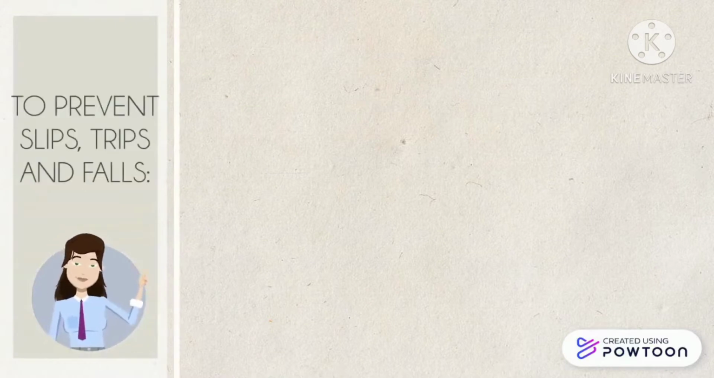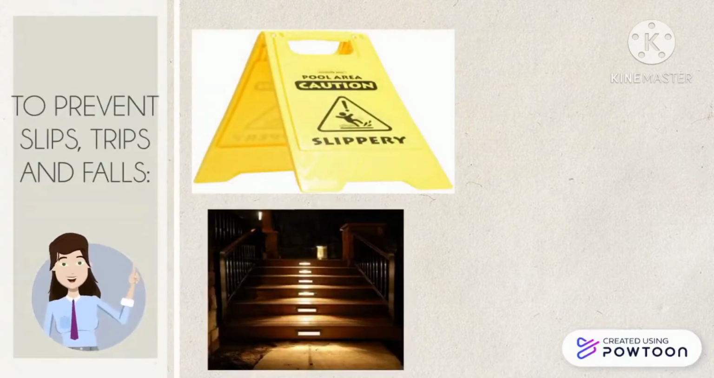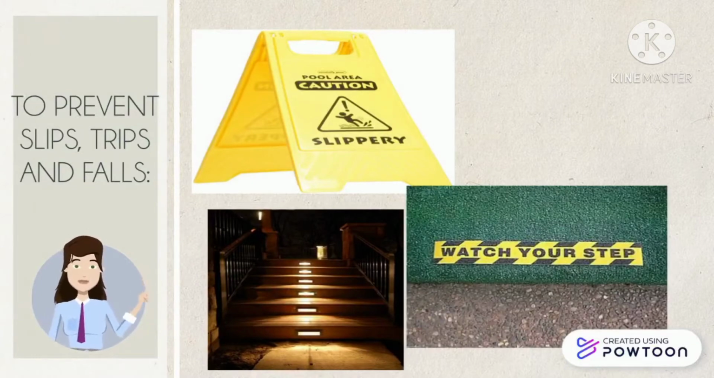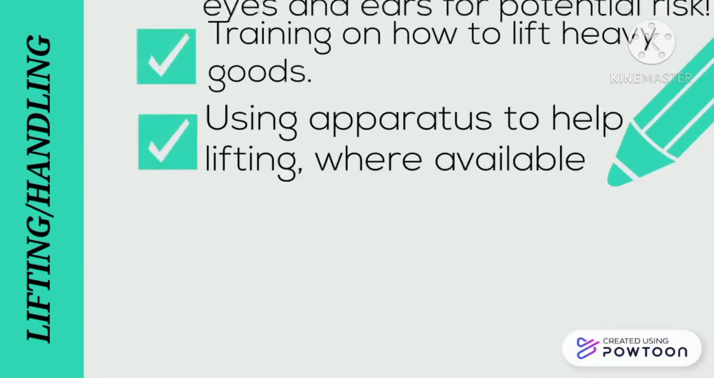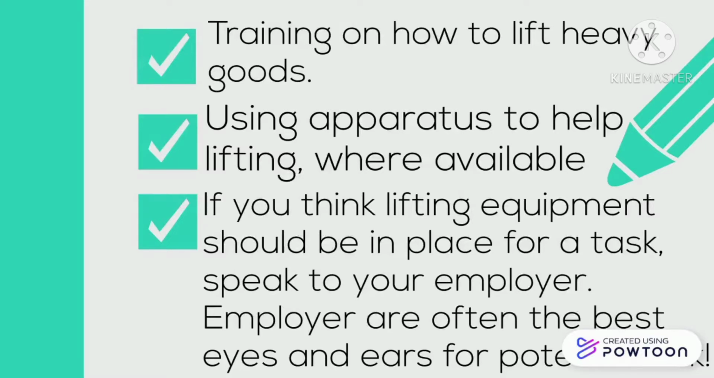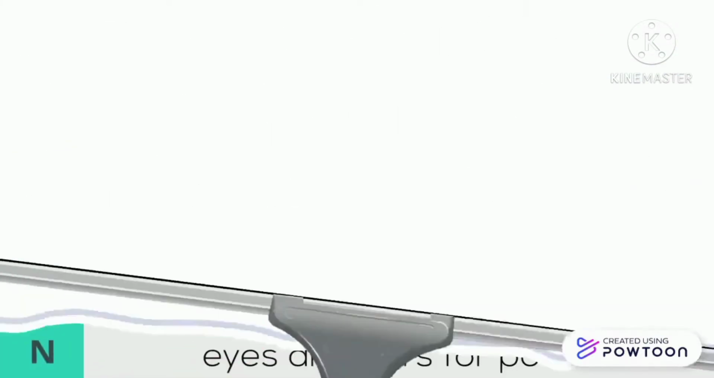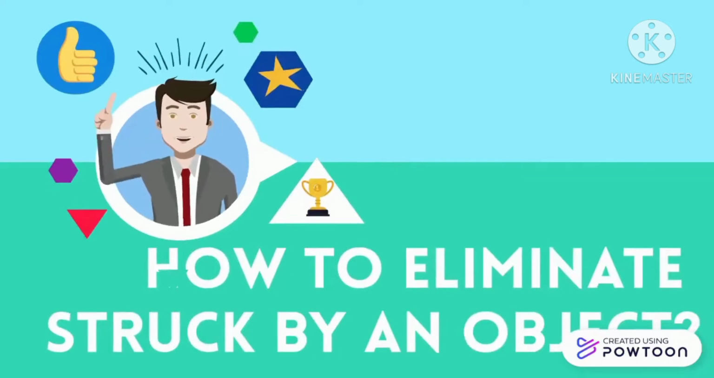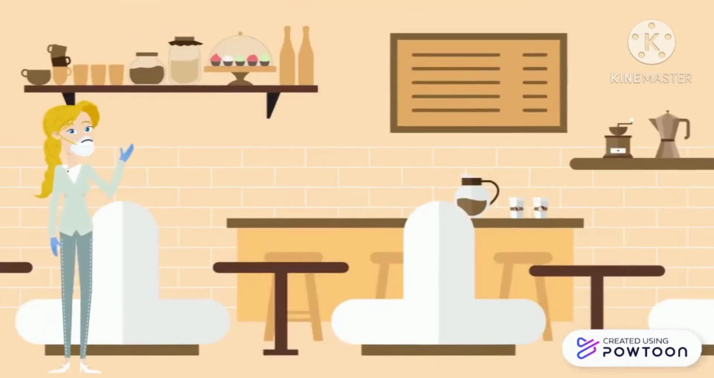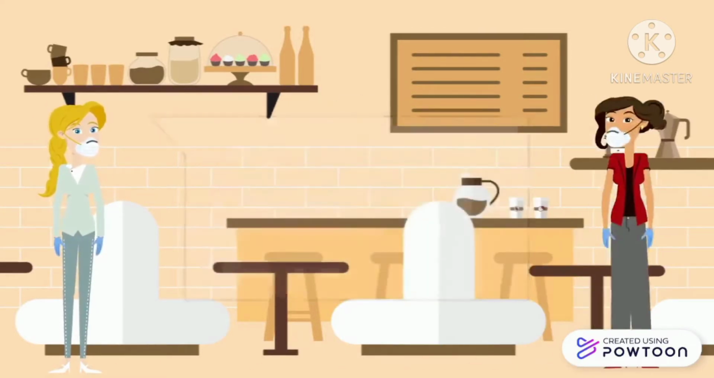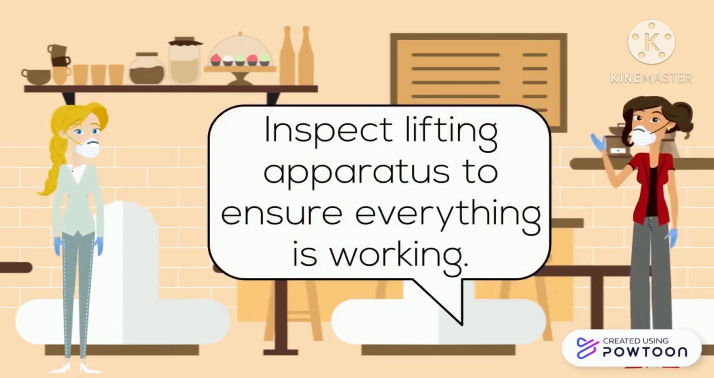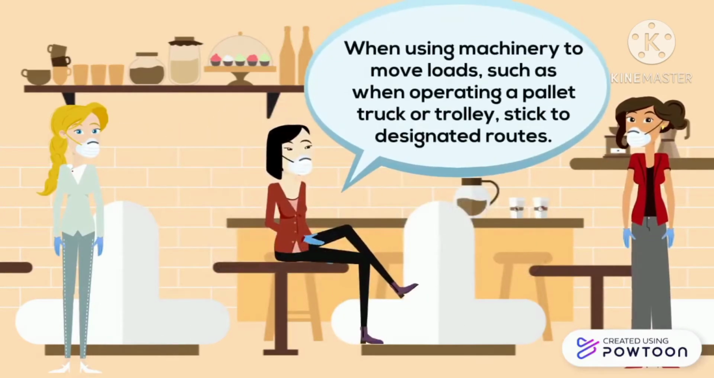How to eliminate slips, trips, and falls? First, signs for slippery areas, adequate lighting, danger tape to highlight any potential trip hazard, and signs to signal any recent spills. These are some steps to eliminate lifting or handling injuries. How to eliminate struck by an object? First thing to do, heavier items should be stored near the ground and lighter items higher up. Second, inspect lifting apparatus to ensure everything is working. Third, when using machinery to move loads, such as when operating a pallet truck or trolley, stick to designated routes.